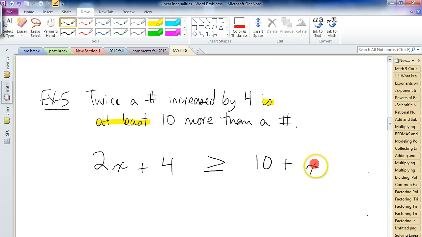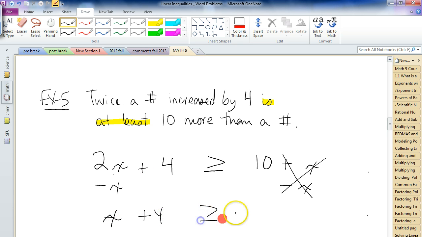Variable on this side, variable on that side. Let's solve for x. What is x? Pick on the small x, because we want to get rid of the variables that are on either side of the equal sign. Get rid of that x. Get rid of an x there. These x's are gone. 2x minus x is just x, or 1x, plus 4, greater than or equal to 10.